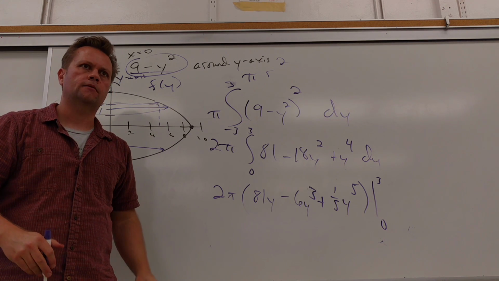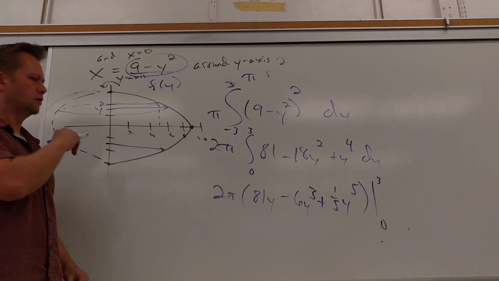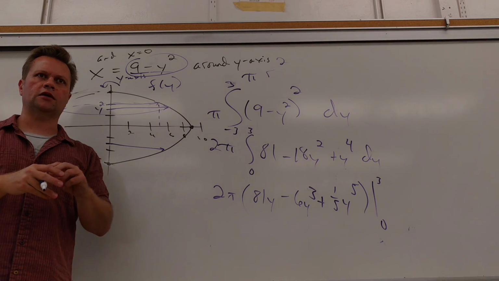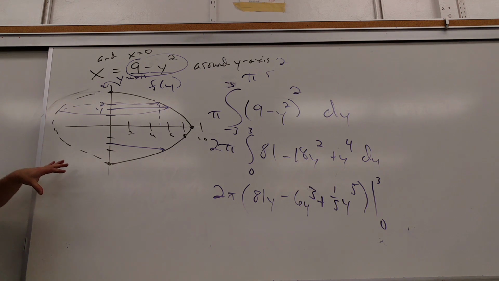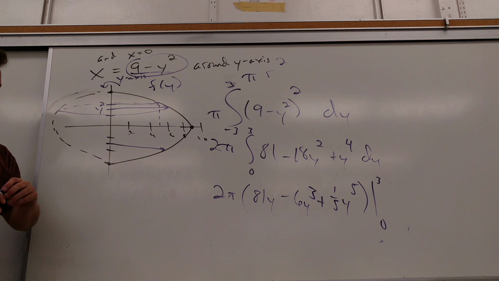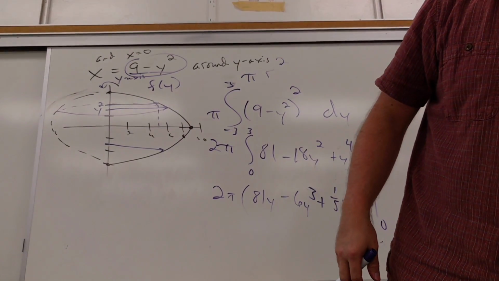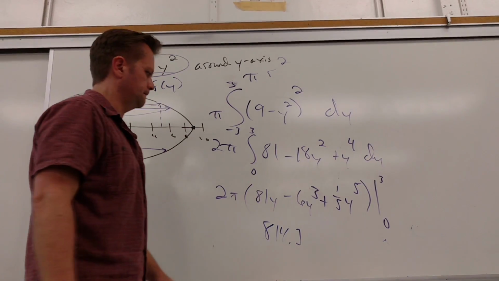Negative 2 over 3. That sounds weird. Why? I forgot the 81y. Oh, thank God. It can't be a negative volume in this case. In fact, the neat thing is no matter where I put this, it's not going to be negative. It can't be. It's just the way it works. It almost doesn't matter what you get there. 0.3. Okay. Cool.